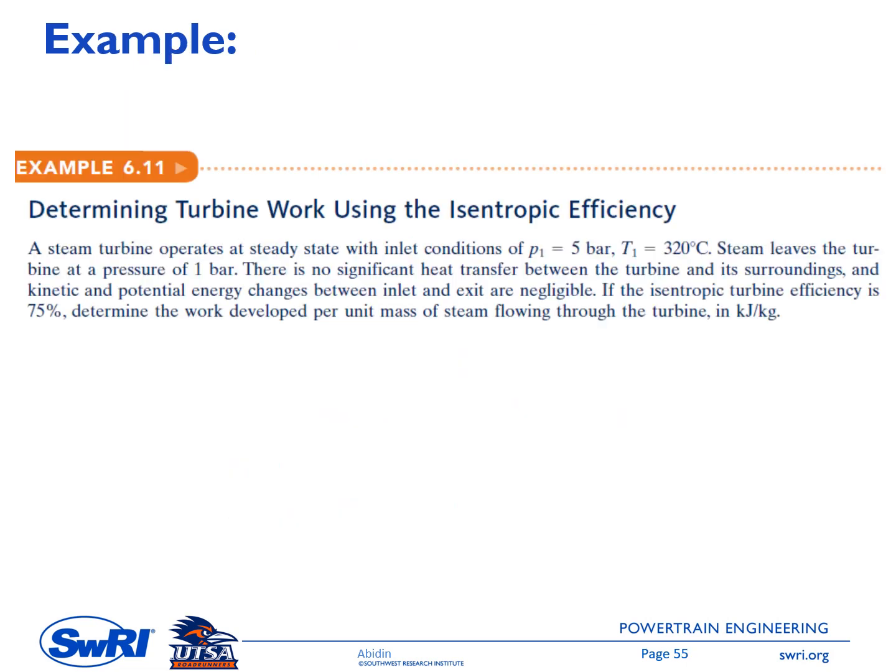Let's take a look at this example. We will use example 6.11 to estimate the exergetic efficiency of a turbine. In this example, the inlet condition is given. P1 is 5 bar, and T1 is 320 degrees C, and the exit condition is given in terms of the pressure, which is 1 bar. And the turbine efficiency based on the energy is 75%. Once again, we will estimate the exergetic efficiency of this turbine, and we can use T0 as the reference.